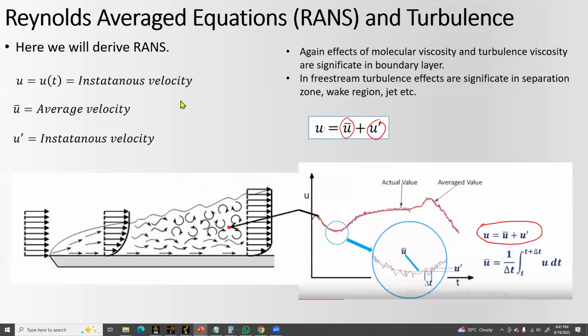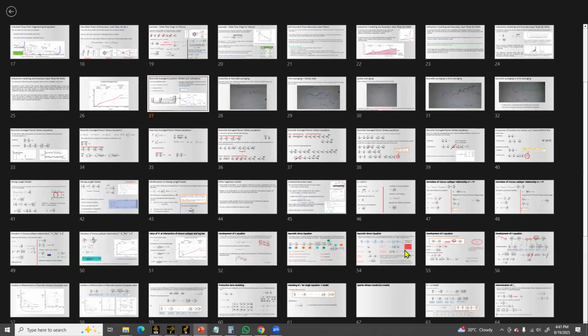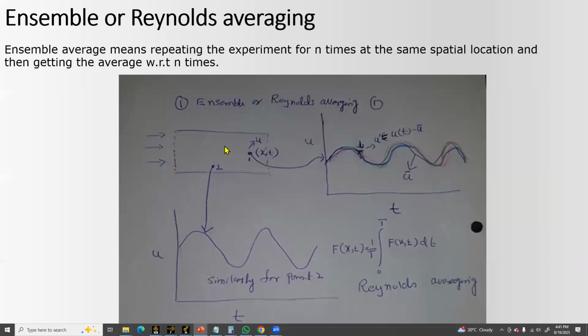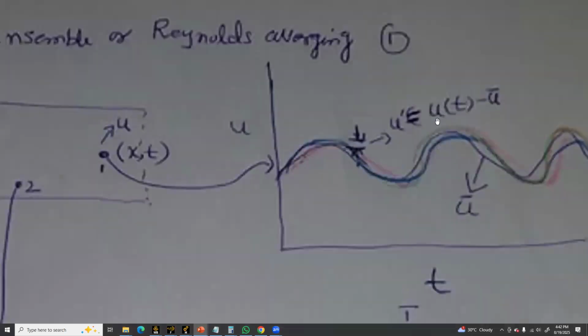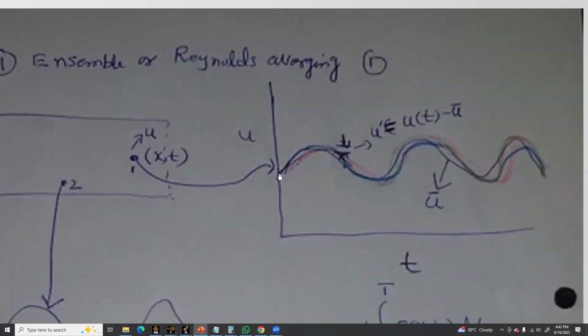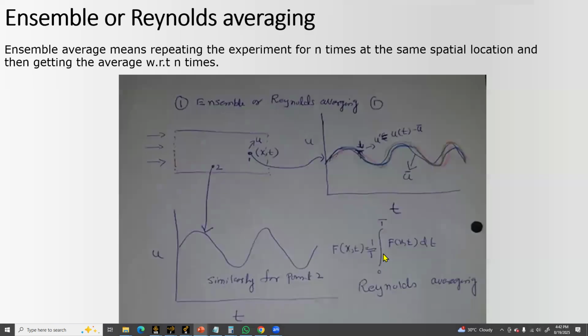And the fluctuating component, you can see, is the difference between the actual velocity and the mean velocity. Okay, so these are some handmade notes that I actually created. So this is the mean velocity that I'm drawing here, and the fluctuating component is the difference between the velocity function, that is the instantaneous velocity, minus the u mean. This is over here. Okay, and the same definition I also put over here. This is called the Reynolds averaging.